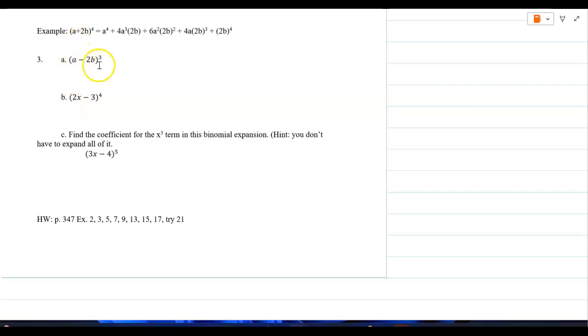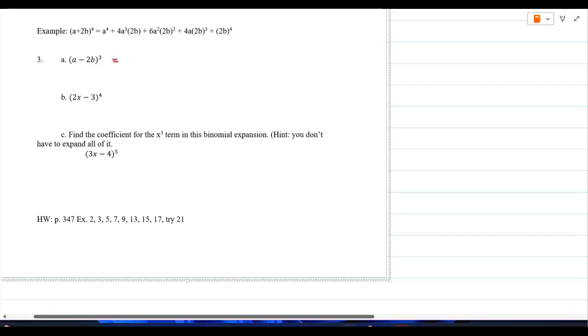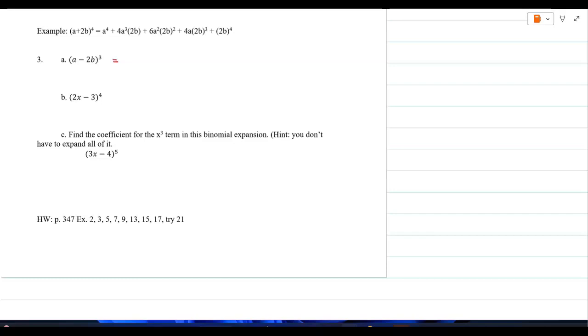You know how to expand this? Yeah. How will you do it? Tell me. So (a − 2b) cubed. Will you use combination or will you use Pascal's triangle? I think I should use combination, but I can use both. Which one do you prefer? I think I'll have to draw the triangle there. Not using Pascal. Not Pascal.